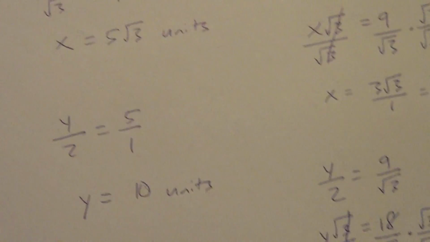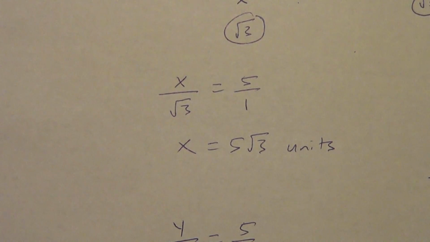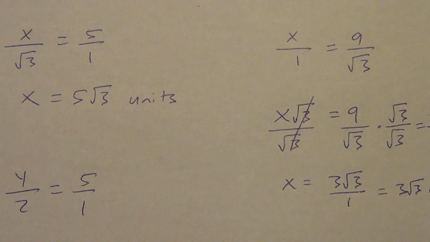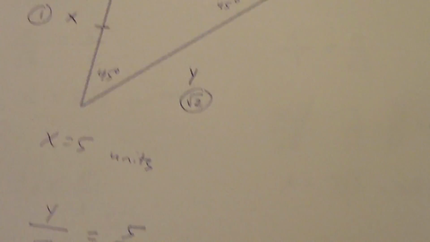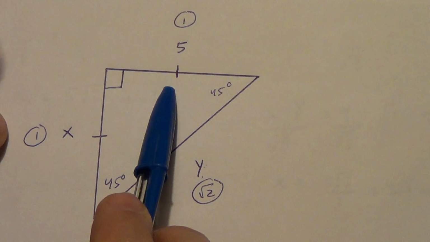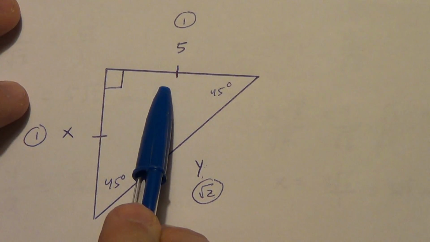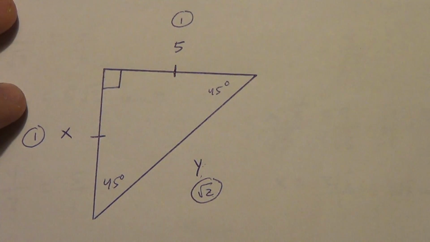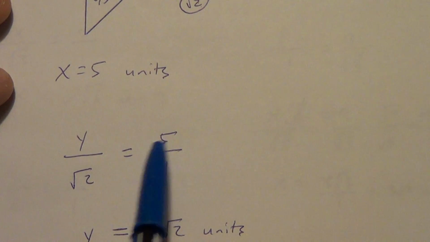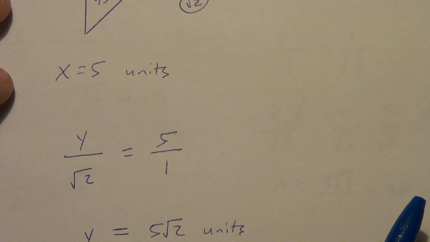Now, I will tell you that your book teaches us a little bit different. I've seen different books do it different ways, but sometimes your book will do something like this. For that 45, 45, 90 triangle, if you know a leg, like on this one, we knew a leg, then all you have to do is multiply that leg by root 2 to get the hypotenuse. Well, yeah, that's what we did. We multiplied the leg by root 2, and it gave us our y value.